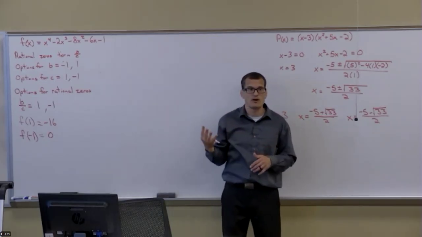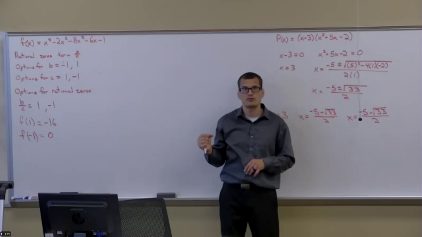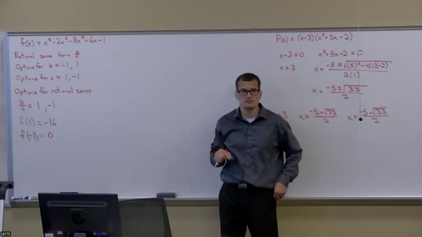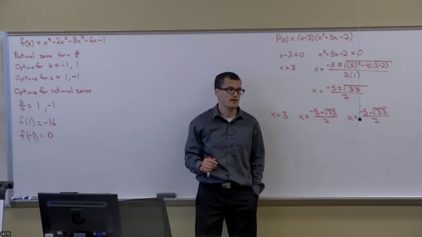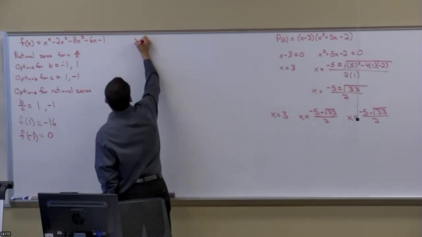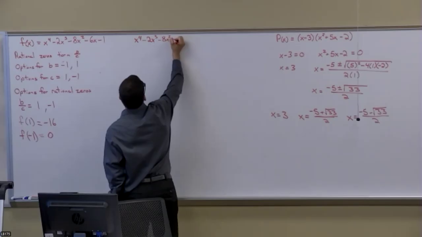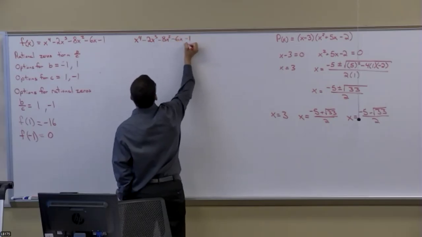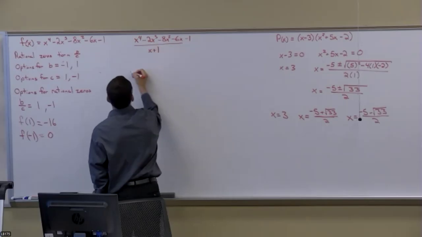It's degree 4. Conjugate pairs can only take out 2s at a time. So we either should be at 0, 2, or 4 rational zeros. Okay. So I'm guessing that has multiplicity 2 right now. Yes. But we'll check it out. So x to the 4th minus 2x to the 3rd minus 8x squared minus 6x minus 1. Divide that by x plus 1.